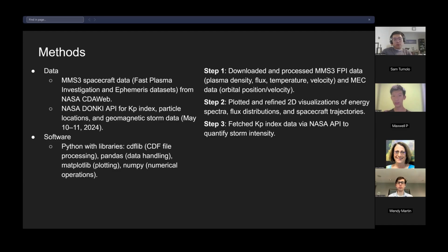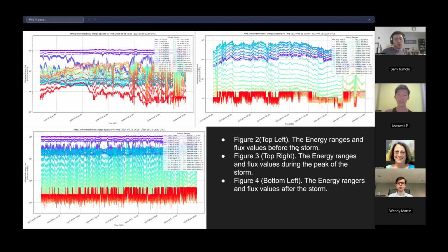So here are the results. These three plots show the energy ranges and flux values before, during, and after the storm. What I found is that before the storm, the flux averaged between 10 to the 6 and 10 to the 7 flux units, as you can see. I apologize, these plots are a little bit detailed, but they're pretty large.